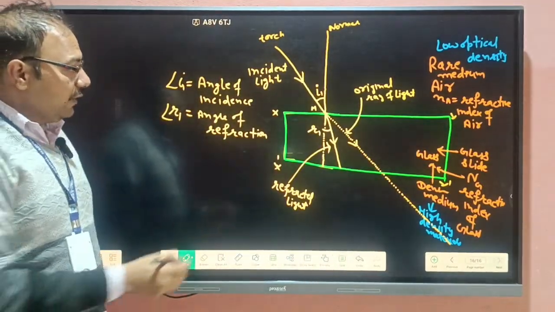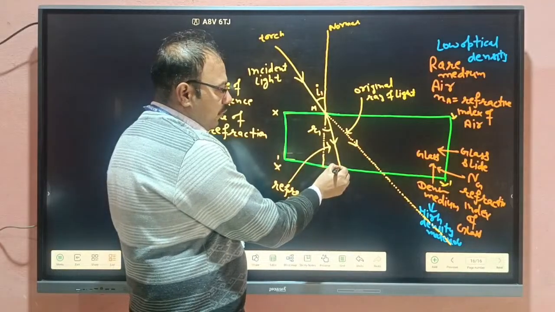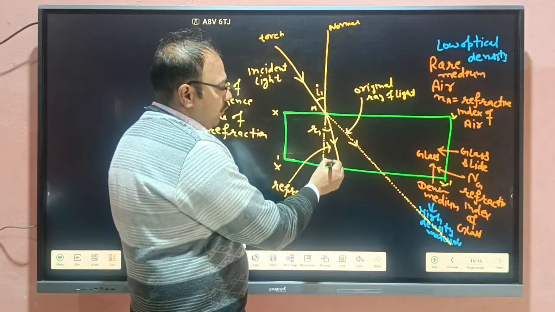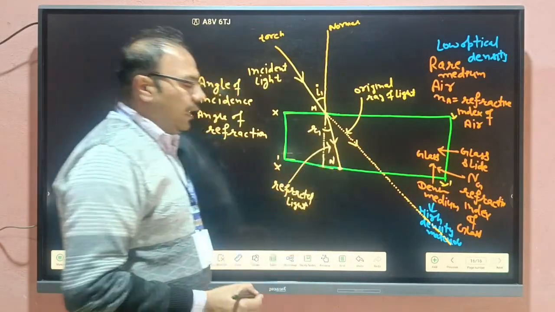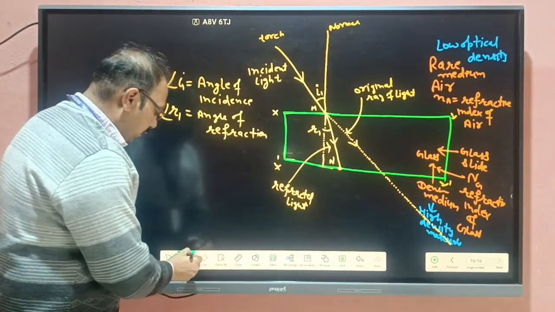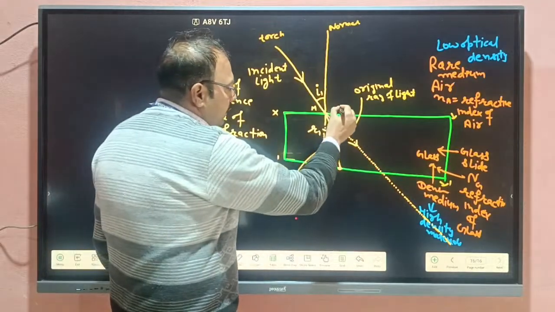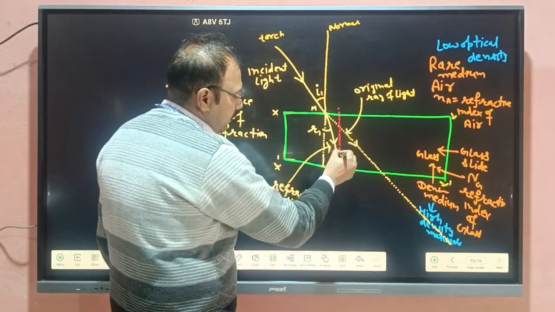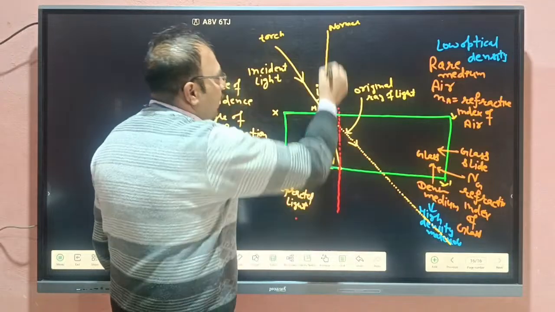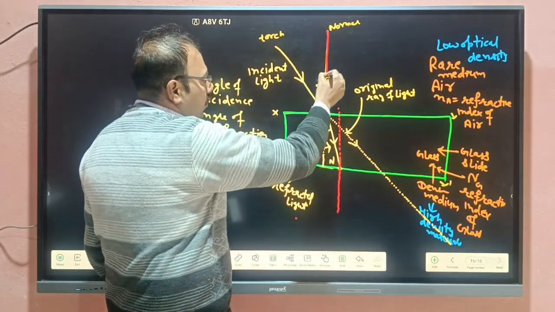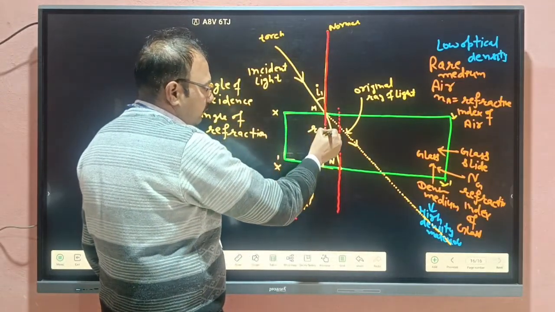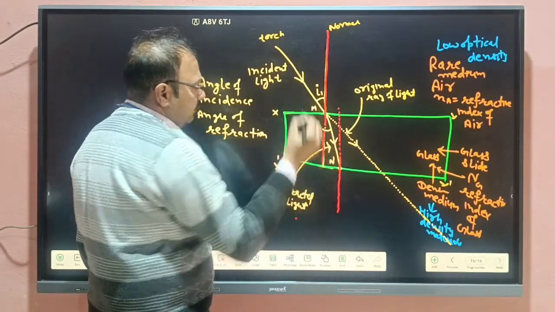Okay, so here this light strikes this point. We call this point N, and we mark here another perpendicular. So this is another perpendicular, and this is one perpendicular from here to here.